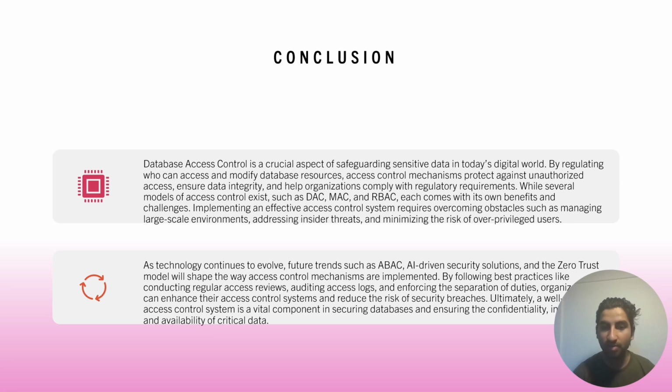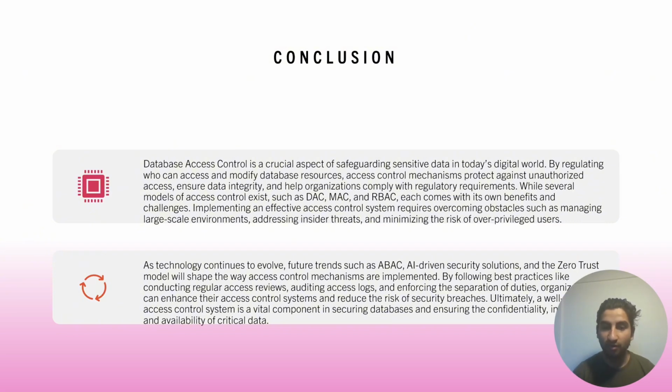Access control mechanisms protect against unauthorized access and ensure compliance with regulatory requirements. While there are several models of access control, including DAC, MAC, and RBAC, discussed earlier in the slides, each has its strengths and limitations. Implementing a robust access control system requires overcoming challenges such as managing large-scale environments, addressing insider threats, and minimizing overprivileged users.